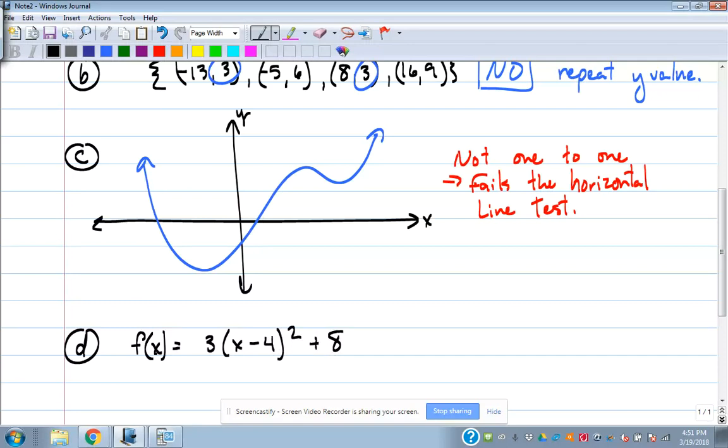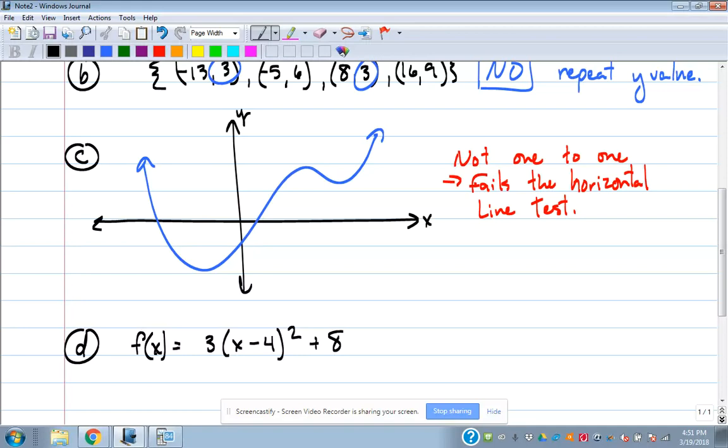Consider 3(x - 4)² + 8. Is that a one-to-one function? How can we know? Let's think about what kind of function it is. It's quadratic. What do we know quadratics do? A parabola, right? So it's this kind of shape. Could that kind of shape pass the horizontal line test? It's going to fail it, because it's quadratic.